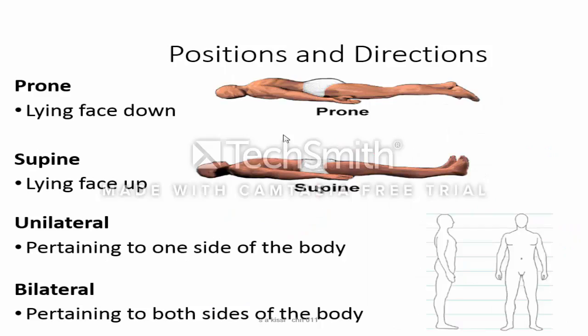Note these terms. Prone. The body is said to be in prone position when it lies face down, like we see in the picture, and then the body is said to be supine when it lies on the spine, as it were, face up. Unilateral, anytime you hear unilateral, we are talking about structures pertaining to one side. Bilateral, we are talking about both sides.